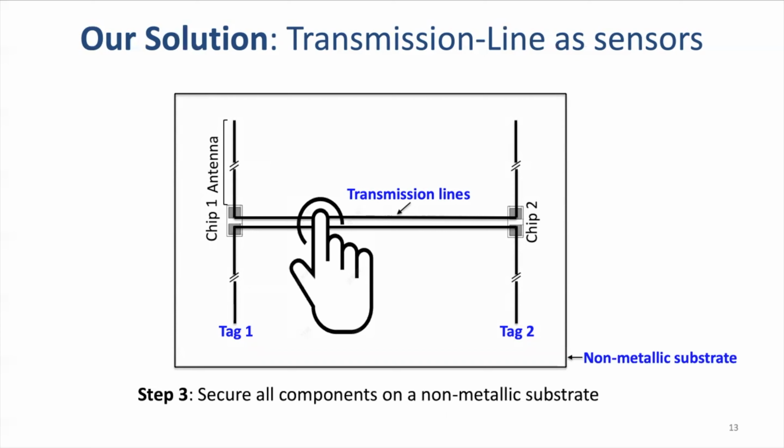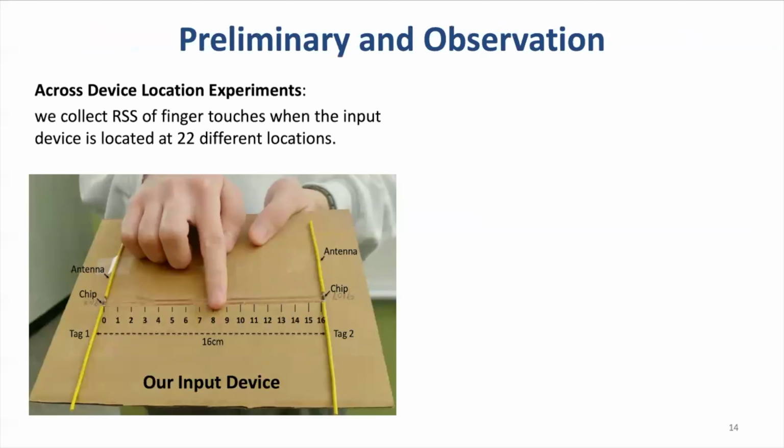It can sense finger inputs when a finger slides along the transmission line. But let me show you how even this simple device can be robust to location changes. We collect the RSS readings of the finger touches when our input device is located at 12 different locations.